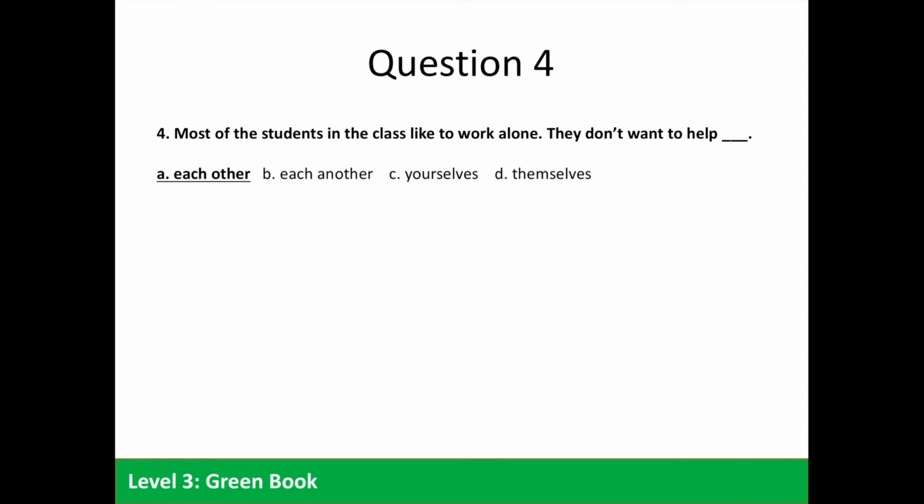Question 4. Most of the students in class like to work alone. They don't want to help blank. Again, if the students want to work alone, that means they don't want to work together. So A, don't want to help each other, is the correct answer.